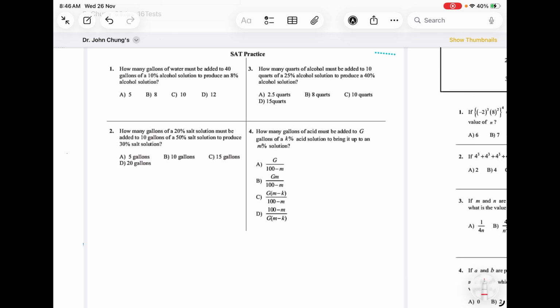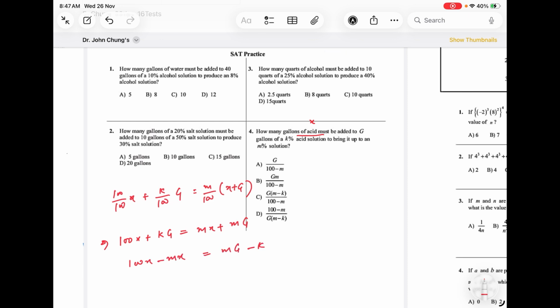How many gallons of acid, let us suppose X gallons of acid is added to G gallons of K% acid solution to bring it up to M% of the solution. So in X we have 100% acid, then in G we have K% acid, and the resultant is M% of X plus G. We need to find X. So again simplifying it, just cancelling 100 from the base, and now we will isolate X. It is 100x minus mx is equal to mg minus kg.